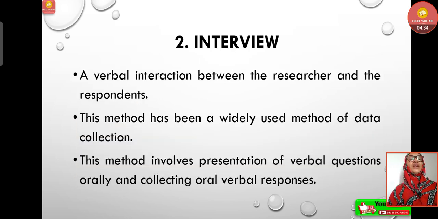Now, interview. The second one is interview. A verbal interaction between the researcher and the respondents. We all know what an interview is. This method has been a widely used method of data collection. This method involves presentation of verbal questions orally and collecting oral verbal responses.